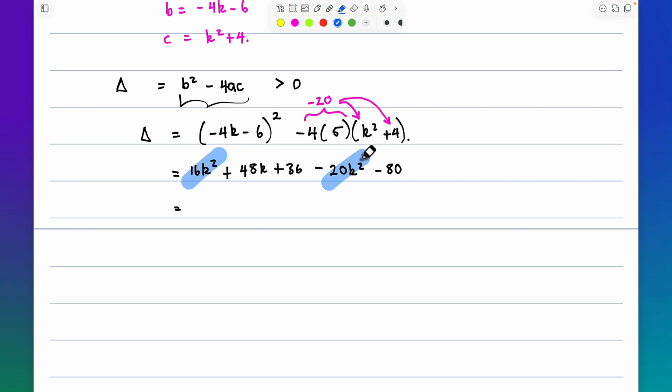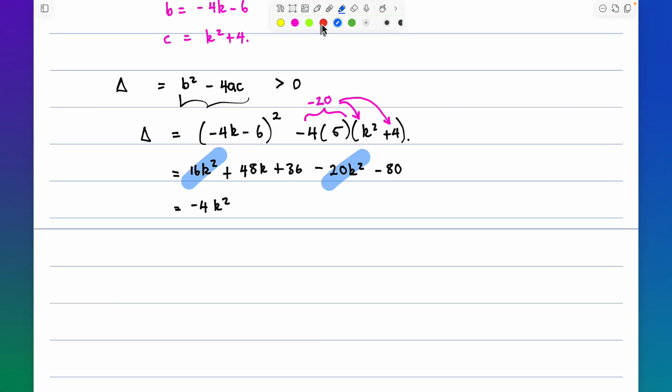I know we had said k was a constant, but remember this expression is now in terms of k, because now we're focusing on the different k values that would give you certain determinants out, right? So now we're grouping our k squared expressions. So that's going to be 16 minus 20. That's going to be 4, or at least negative 4k squared.